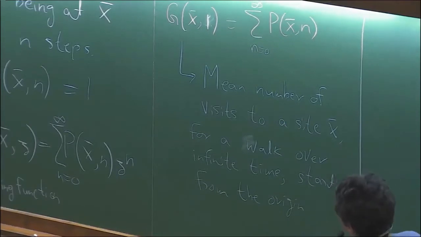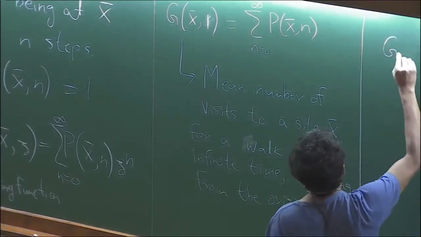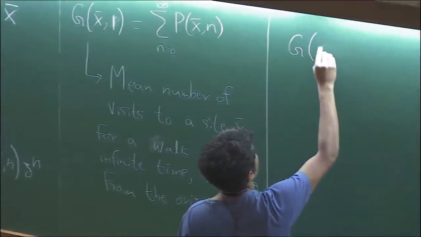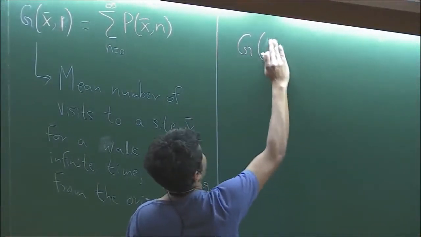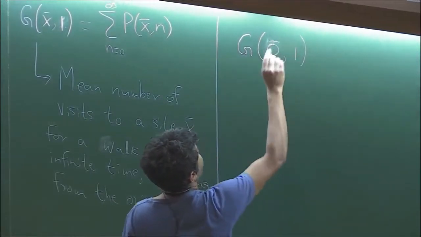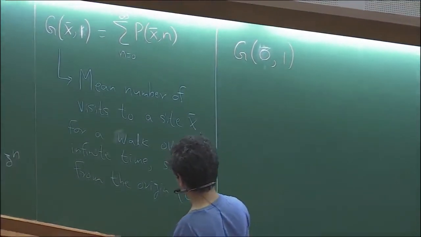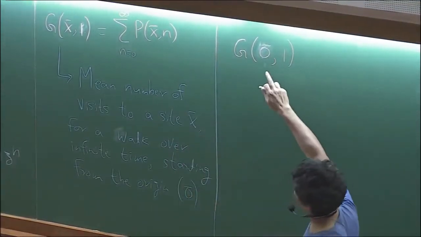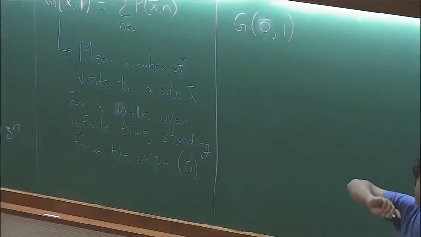And then we saw that, in particular, we looked at the object g of 0, 1. So the origin, let's say we call it the 0 vector. So we looked at the mean number of visits.